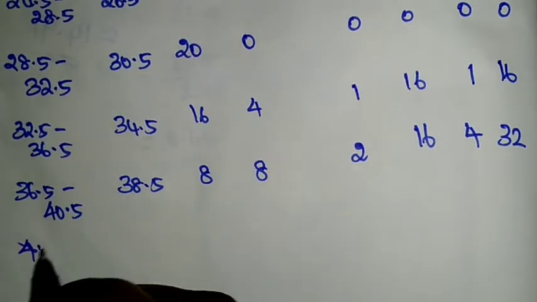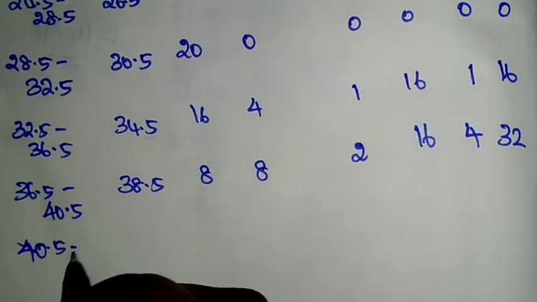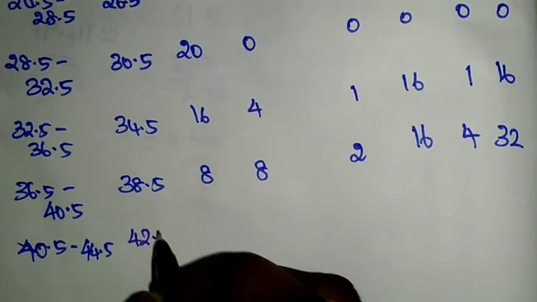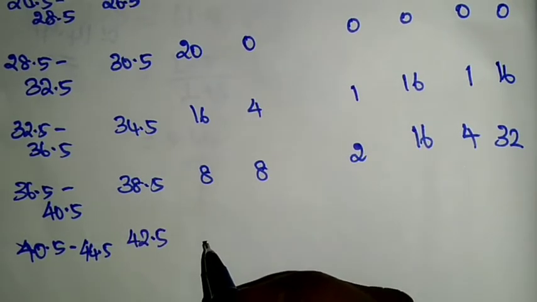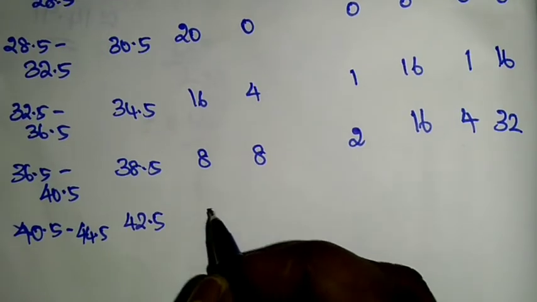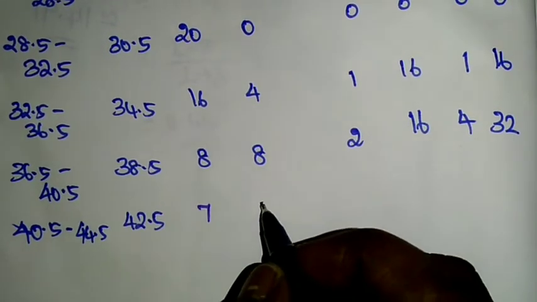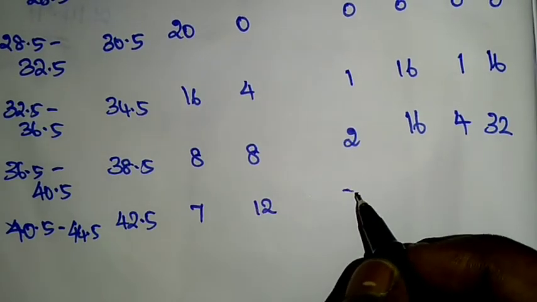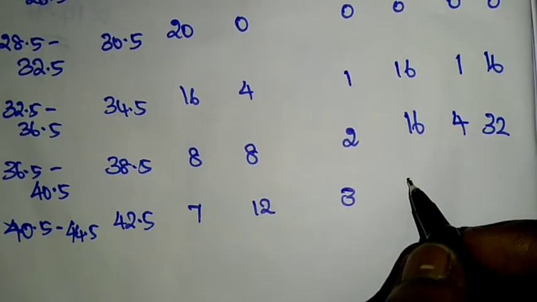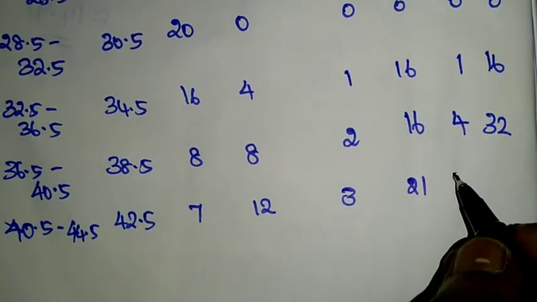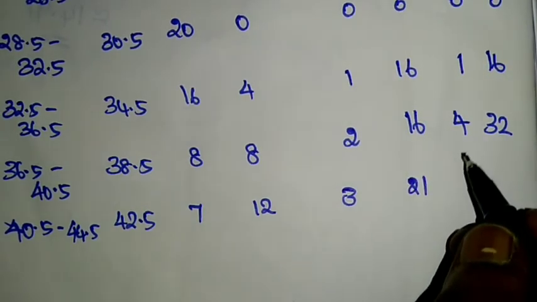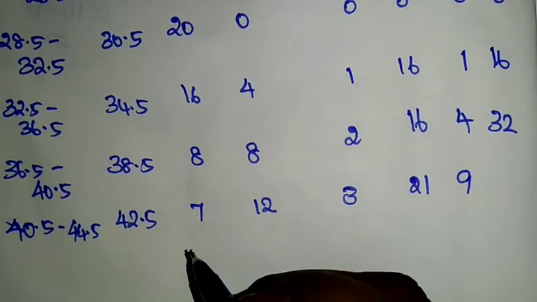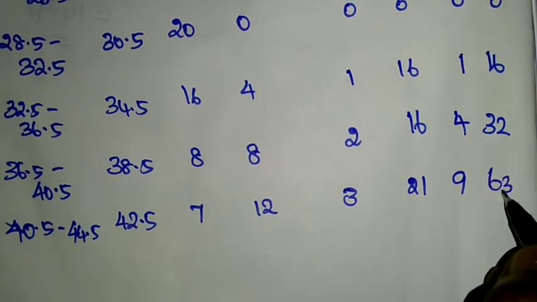Now 40.5 to 44.5. Here the middle value is 42.5 and the number of plates is 7 and the difference is 12 and 12 by 4 is 3. So 7 3s are 21 and di square is 9, 3 square is 9 and 9 into 7 gives 63.